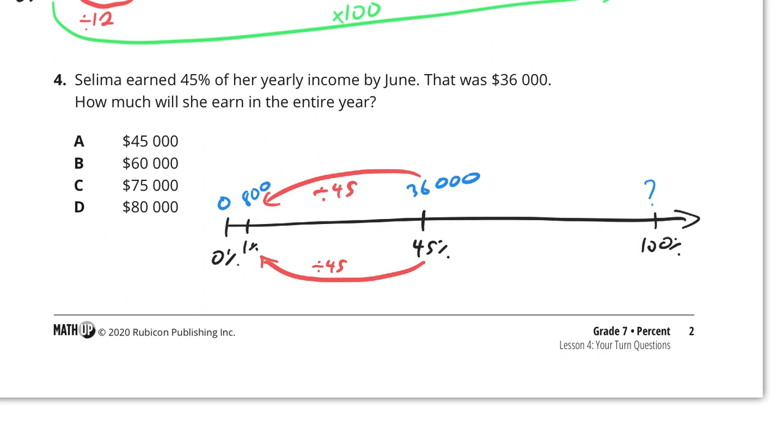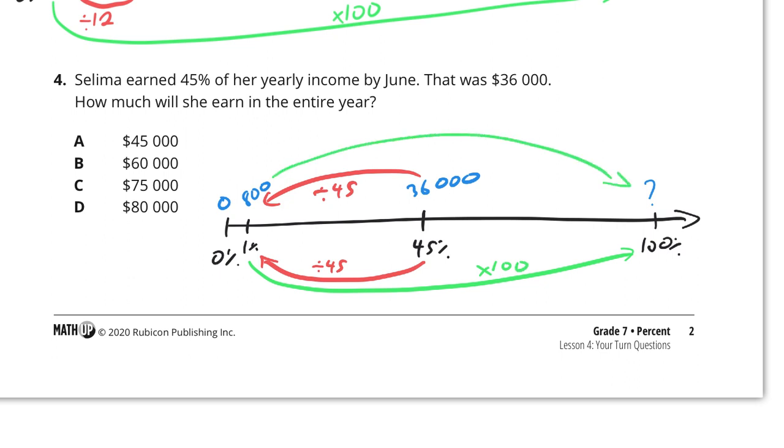Okay, then to get from 1% over to 100%, we have to multiply by 100. And to get from 800 over there, we got to do the same thing, times 100. And that will give us $80,000. And that is our answer right there.